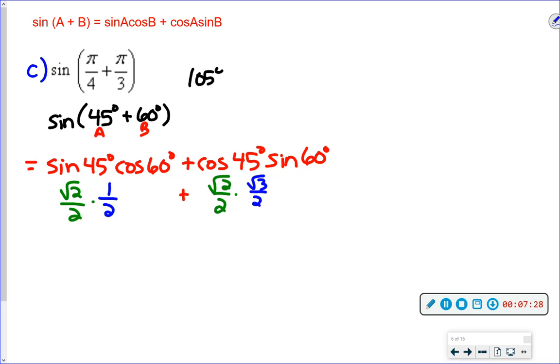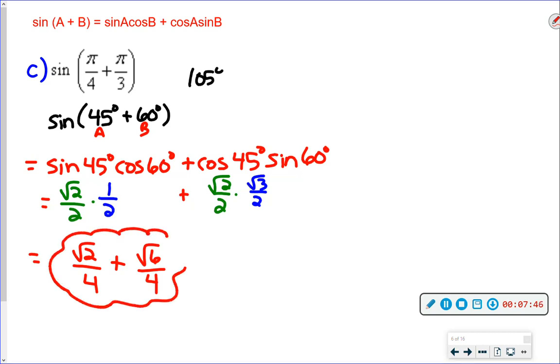All right, now we just do the math and simplify. Multiply, of course, before you add. Square root of 2 times 1, over 2 times 2. Square root of 2 times the square root of 3, square root of 6, over 2 times 2. Again, you can leave it. I'm just going to leave it, or you could put the numerators all over 4. Totally up to you, my friends. So that is the sine of 105 degrees.